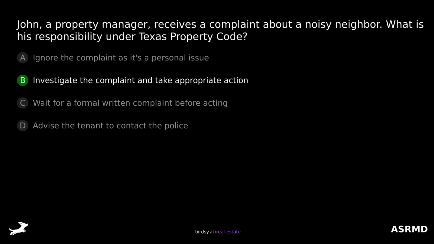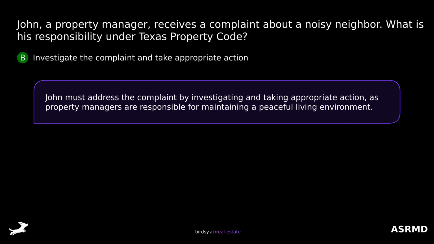The answer is B, investigate the complaint and take appropriate action. John must address the complaint by investigating and taking appropriate action, as property managers are responsible for maintaining a peaceful living environment.